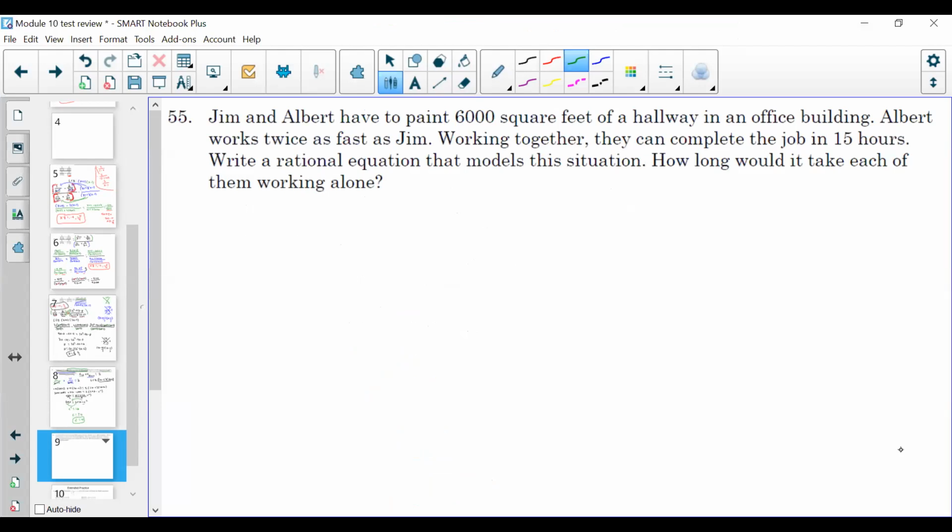So remember, to figure out the time they can do something together, you're going to add up the time it takes them to do it individually, more or less, right? So in this case, Albert works twice as fast as Jim. So if Jim goes x speed, goes like 1 over x, Albert is going to go 1 over 2x. And I know that when they work together, they can complete one singular job. That's where the 1 on the top comes from. They're completing one job in 15 hours.